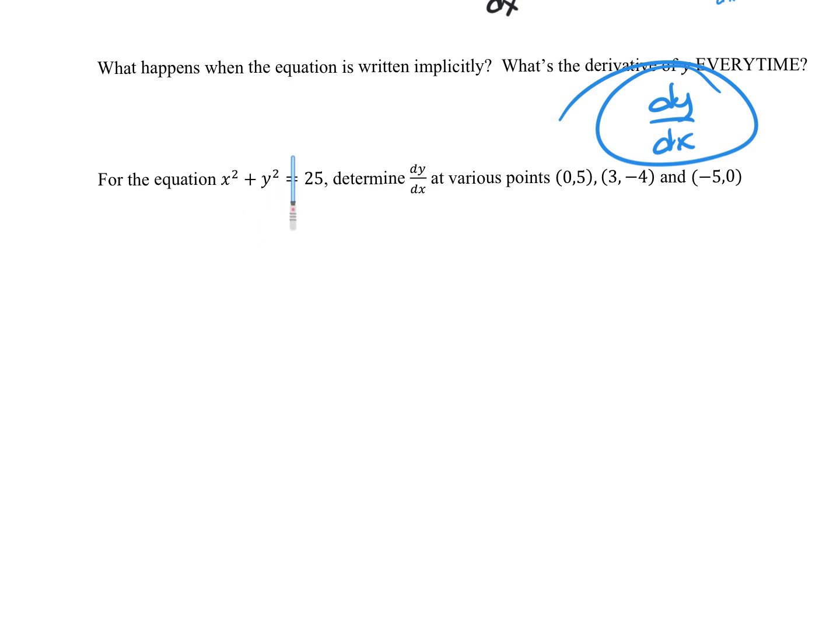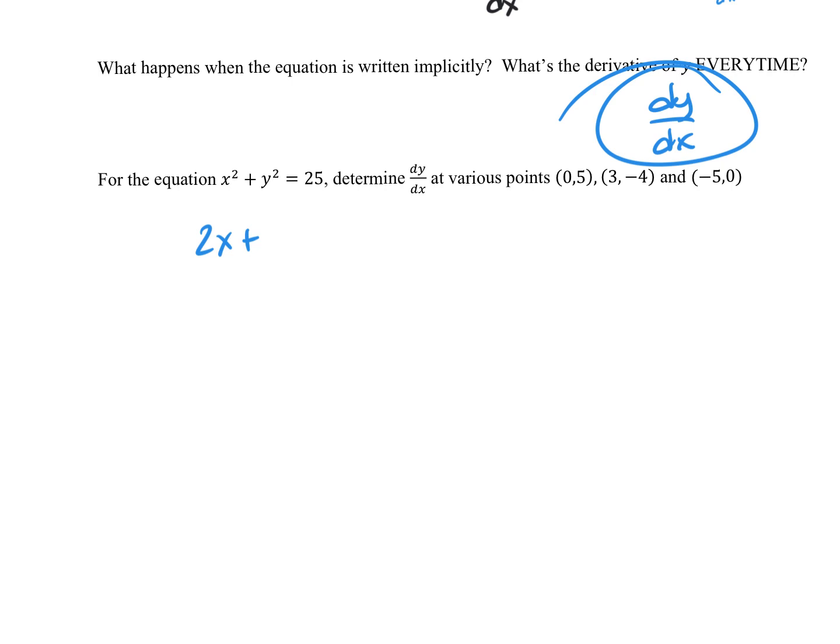What the heck? We've never seen an equation where the y isn't by itself. We do the exact same thing. Let's just see how we do. What's the derivative of x squared? 2x. Okay. We've only had a y before. What's the derivative of y squared? It's 2y, just like it's an x.